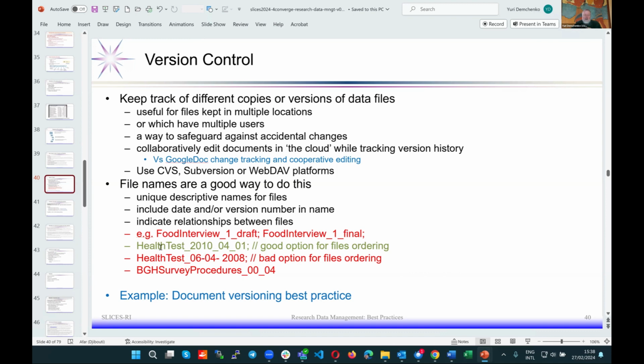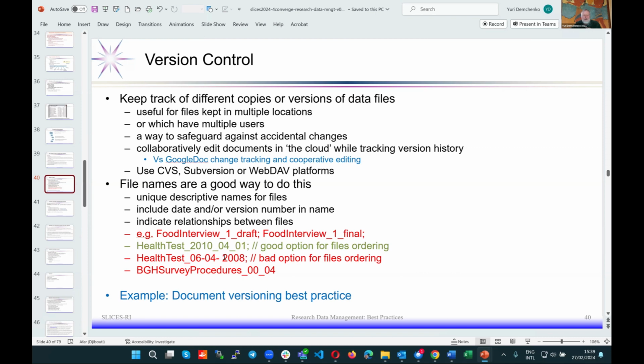There are, for example, two options for how you can name a directory or file. If you name this health test 2010 0401 or 06, it means that this is for 6 April, and ordering is different in this way. So if you use the full date format, you can order correctly. If you use the reverse date format, it will be ordered semi randomly.